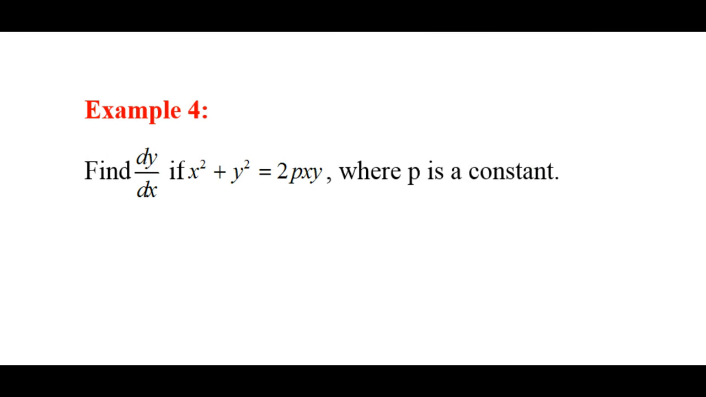Example number 4, you can pause this video and try your hand on it. We are to find dy/dx if this equals that, where p is a constant. P is a constant means that p can be any number. It can be 2, 3, any number at all. It means it's not a variable to differentiate. Even if you differentiate the constant, you still get 0.